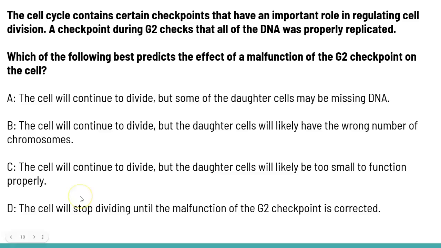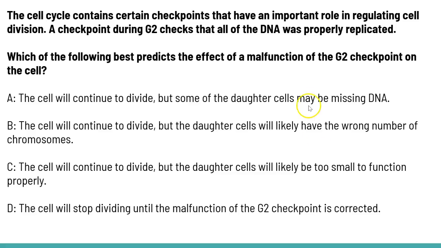D is the cell will stop dividing until the malfunction of the G2 checkpoint is corrected. If the supervisor is not there, calling out the proteins for shoddy work, then no one's going to stop them, right? It's the supervisor's job to say, hold on, you did that wrong. We need to fix it or send it to the trash. So D is also incorrect. So it's between A and B. The difference here is slight: some of the daughter cells may be missing DNA versus the daughter cells will likely have the wrong number of chromosomes.